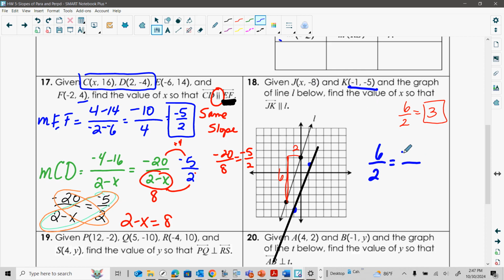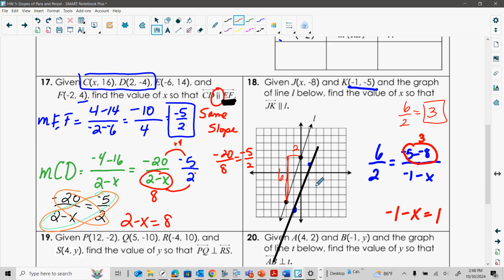So that would be negative 5 minus the negative 8, and then negative 1 minus x. This right here gets simplified to 3. Okay, so basically I'm taking half. So half of 6 is 3. If I take half of 2 here, that would give this to be 1. So my negative 1 minus x has to equal 1. And then we're solving for x.